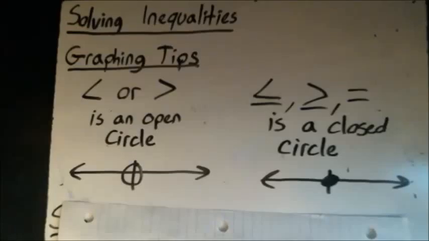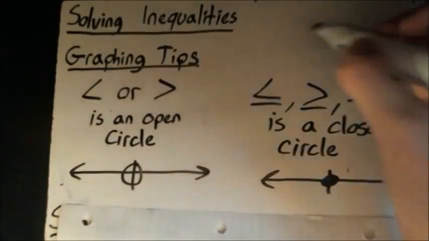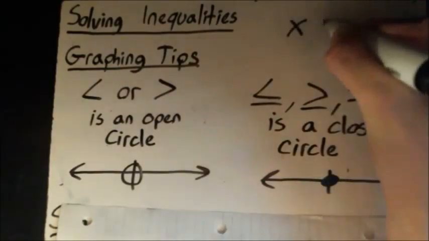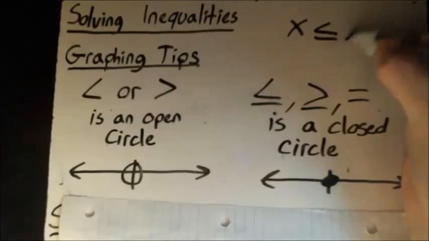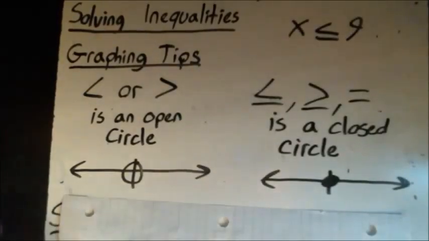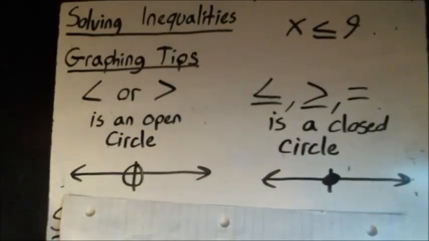Today we're going to be talking about solving inequalities. So an inequality is any equation that looks like a variable less than, greater than, less than or equal to, greater than or equal to a number. So x is less than or equal to 9 would be an inequality.